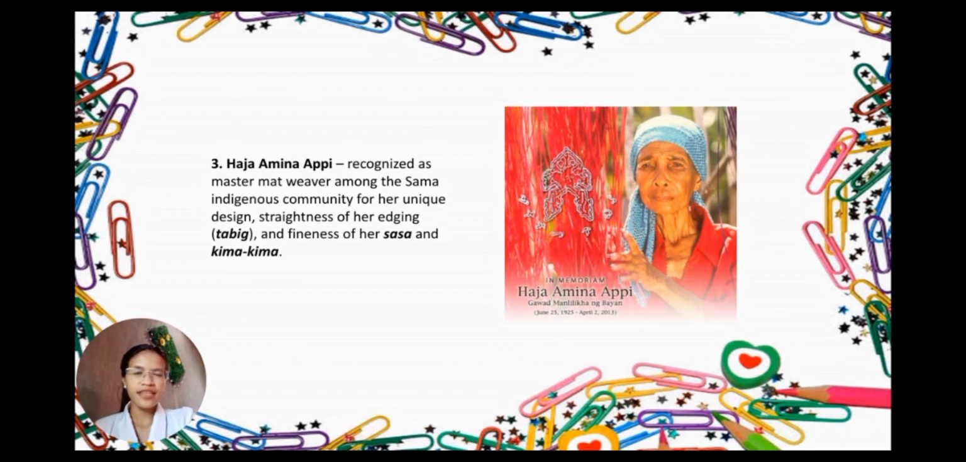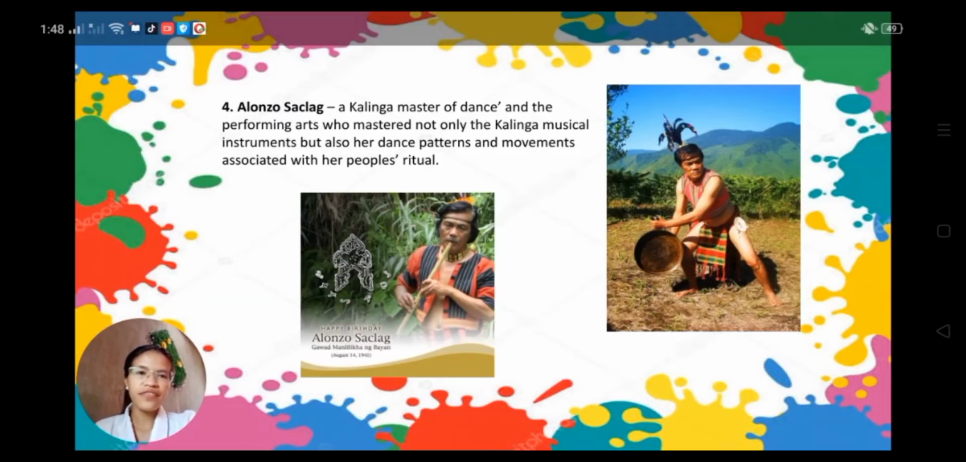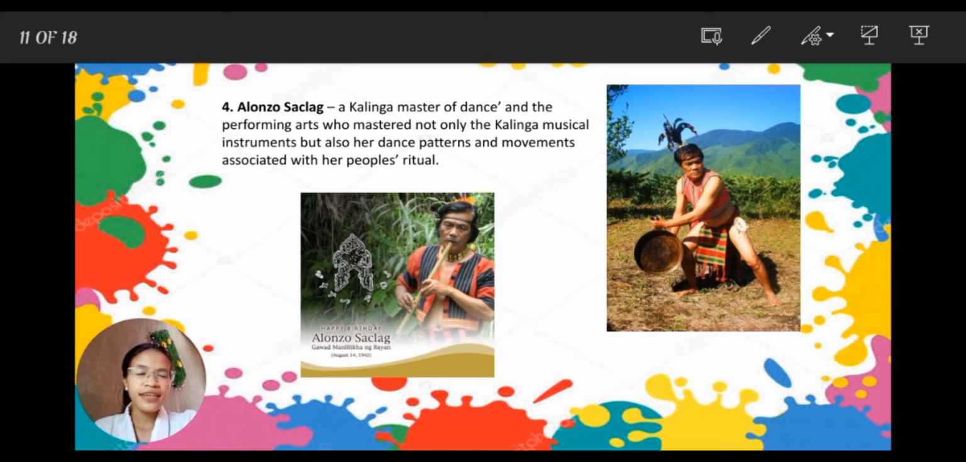Next we have Haja Amina Appi. She is recognized as a master mat weaver among the Sama indigenous community for her unique design, straightness of her edging or tabig, and fineness of her sasa and kima. Next is Alonso Saclag. He is a Kalinga master of dance and the performing arts who mastered not only the Kalinga musical instruments but also the dance patterns and movements associated with his people's ritual.